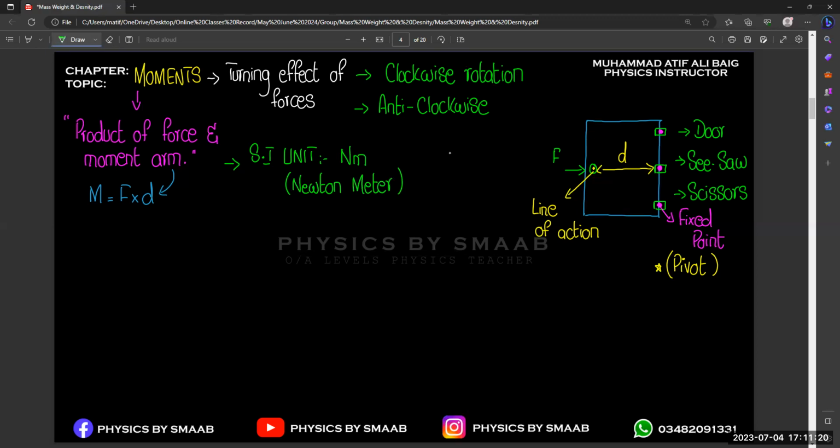Newton meter is the SI unit. Capital M is the symbol for moment. So the SI unit for the moment is Newton meter. Right? Any confusion? No, sir, no confusion.